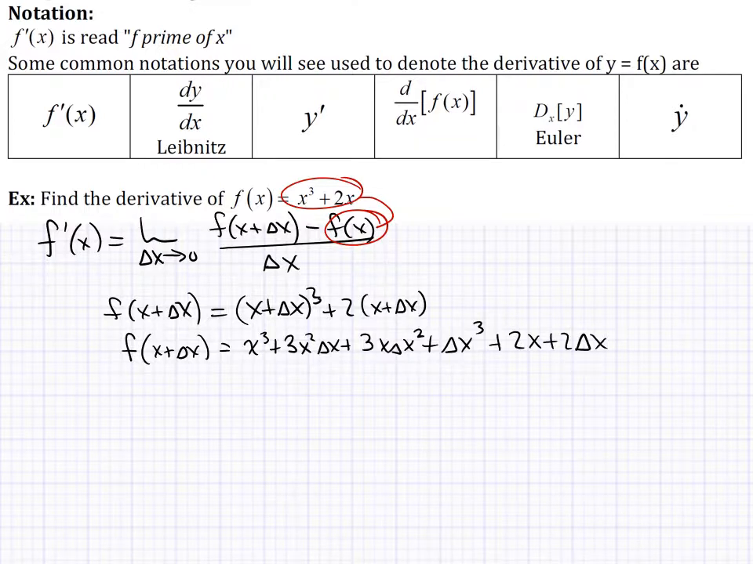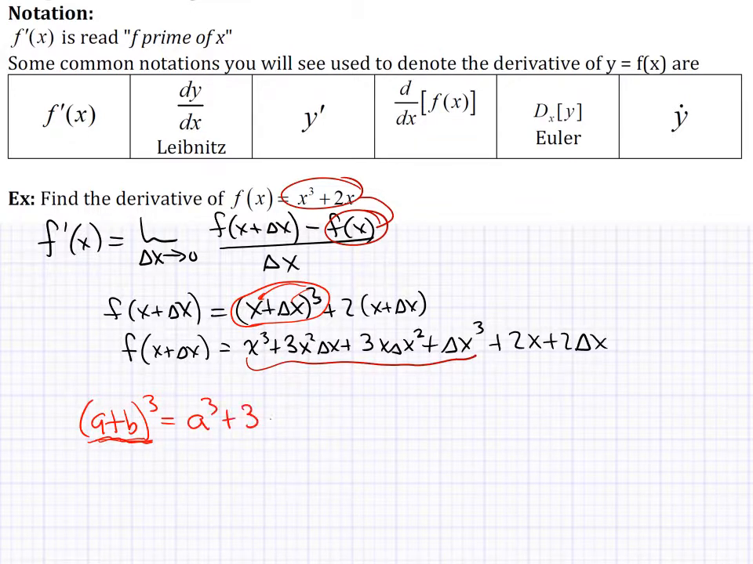A lot of people always ask, well, where did you get that from? Well, it's from cubing this. When I cube this, much like when I square it, I can't just square this or cube this. This x plus delta x cubed comes from the binomial cube formula, a plus b cubed. If I do that, it's a plus b times a plus b times a plus b, which ends up giving me a cubed plus 3a squared b plus 3ab squared plus 1b cubed.